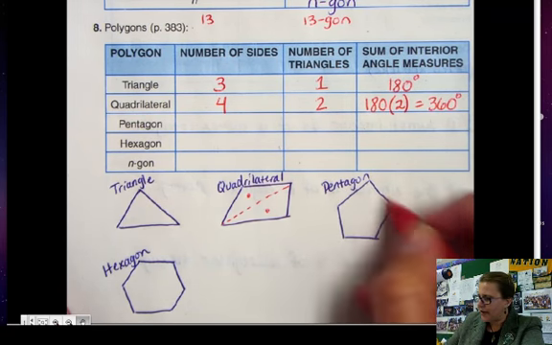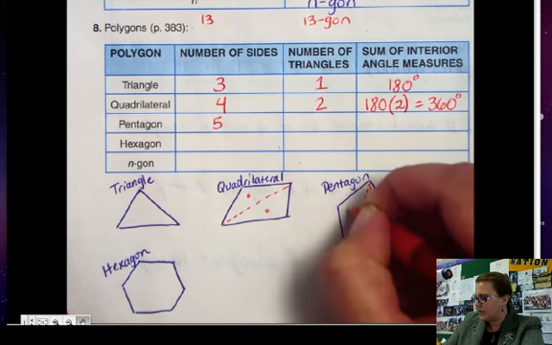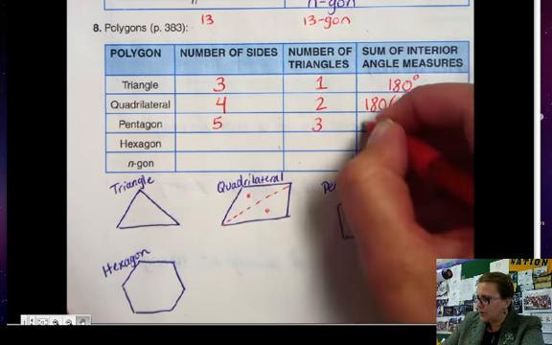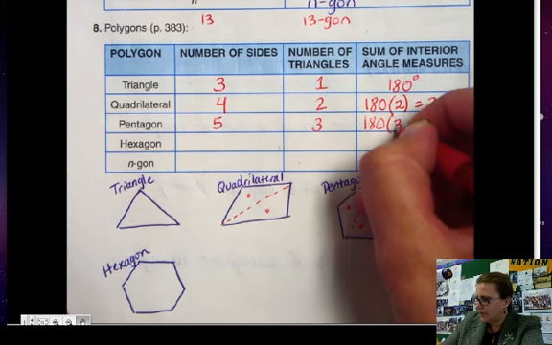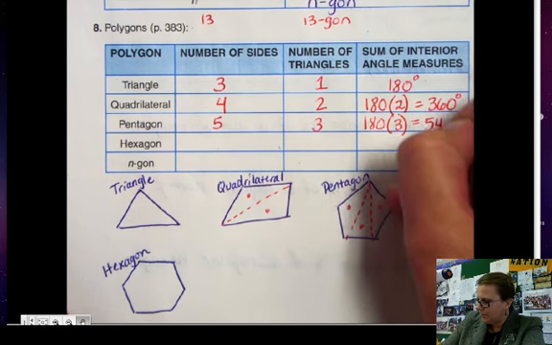Now the pentagon. How many sides does a pentagon have? 1, 2, 3, 4, 5. If I were to draw in the diagonals, I would get how many triangles? 1, 2, 3. And so then it would be 180 times the 3 triangles, which is 540.